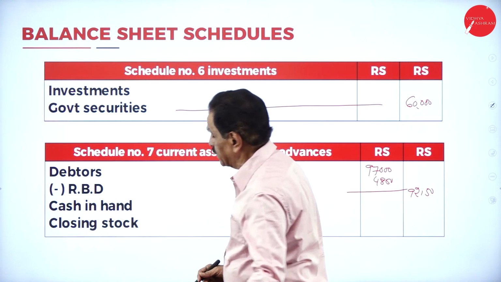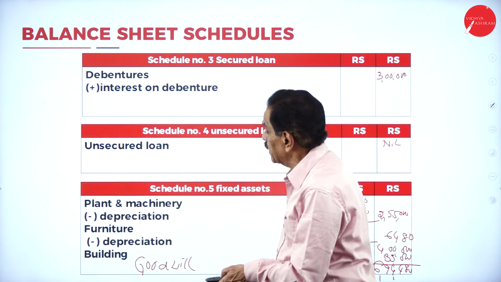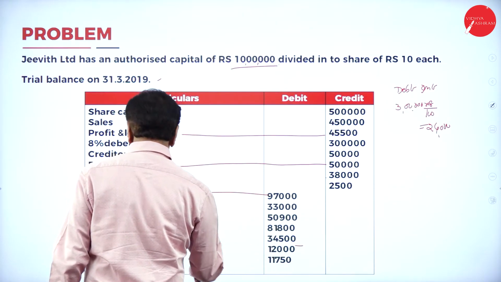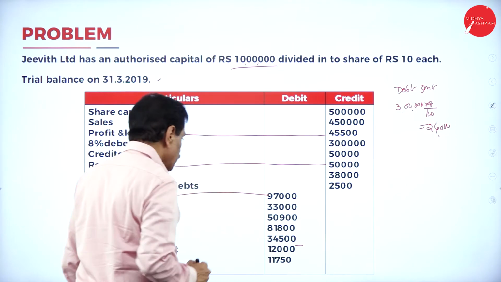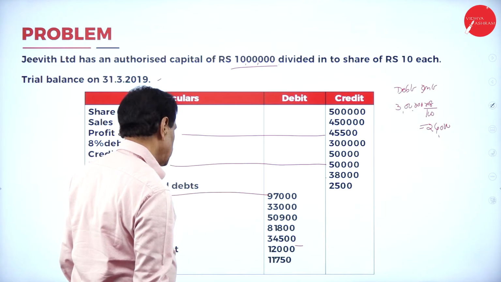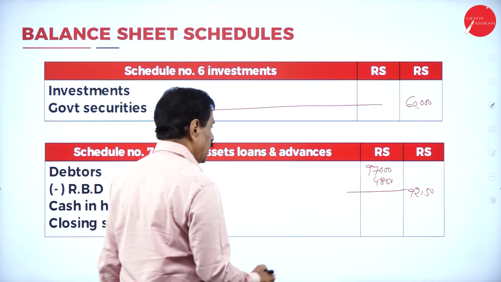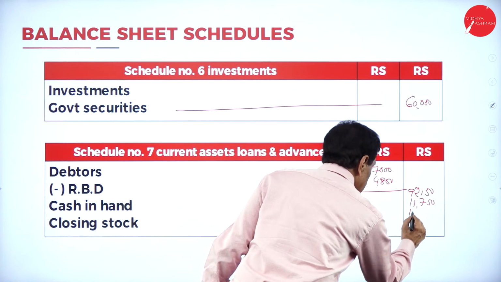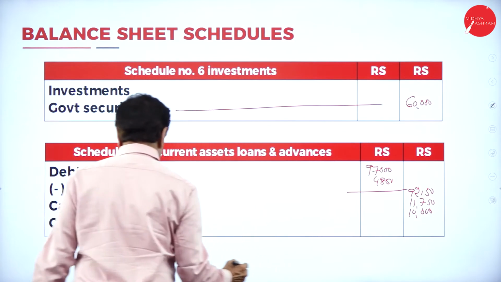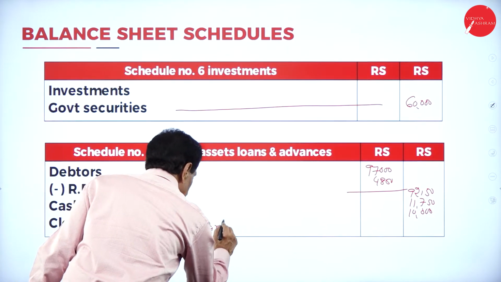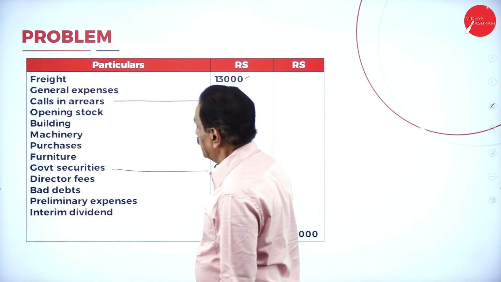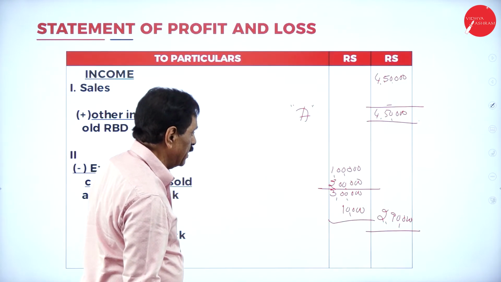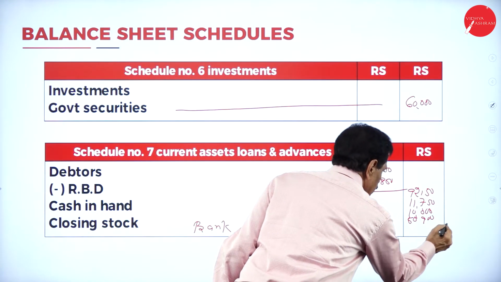Then any cash in hand, see that? Cash in hand, cash at bank. So we have got a bank and cash also there. Your bank is 50,900. Cash is 11,750. Cash in hand 11,750. Your closing stock is 10,000. Then cash at bank is 50,900. Add the figure.